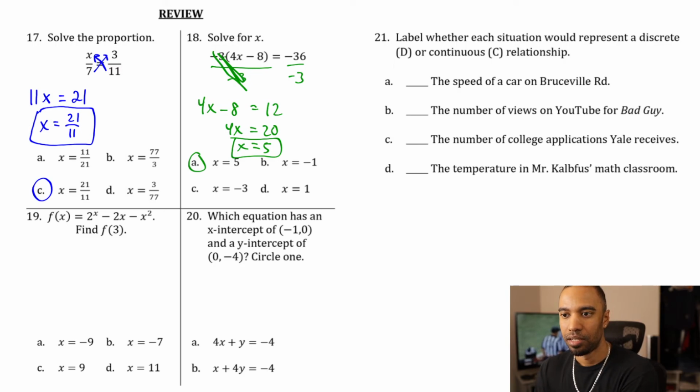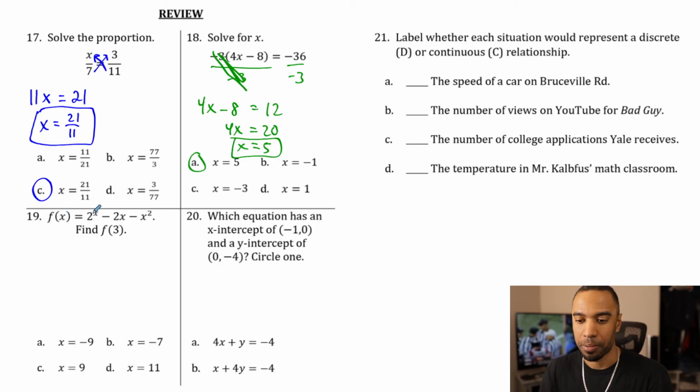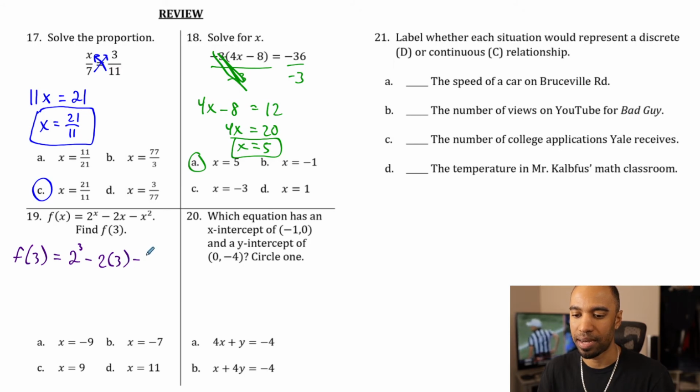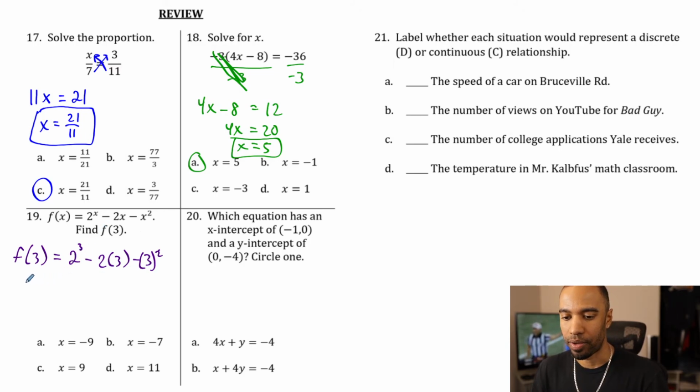Okay, number 19. Number 19, we have find f of 3 when you're in function notation. Basically, we're going to substitute 3 for x in this whole thing. So f of 3 equals 2 to the third power minus 2 times 3 minus 3 quantity squared. Okay, so let's evaluate this.